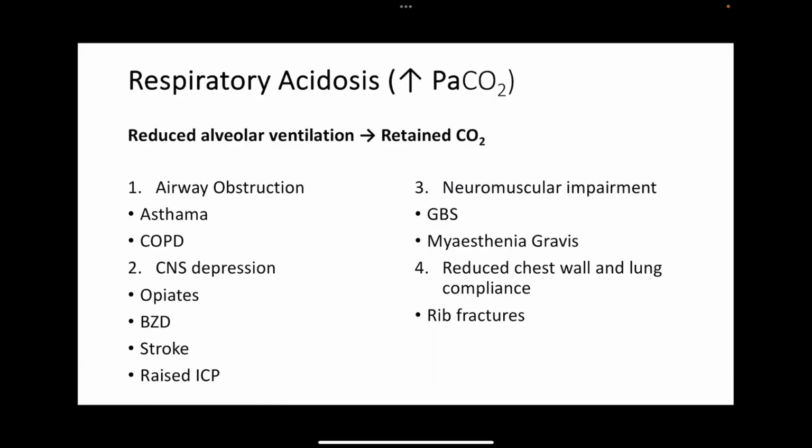So, let us just quickly brush through the various acid-base disorders. Respiratory acidosis, where the pH is reduced and PaCO2 is increased, is due to reduced alveolar ventilation resulting in retained CO2. The causes can be airway obstruction, such as asthma, COPD, CNS depression from drugs like opiates or benzodiazepines, or stroke or raised ICP, neuromuscular impairment like GBS or myasthenia gravis, and reduced chest wall compliance or lung compliance like rib fractures.